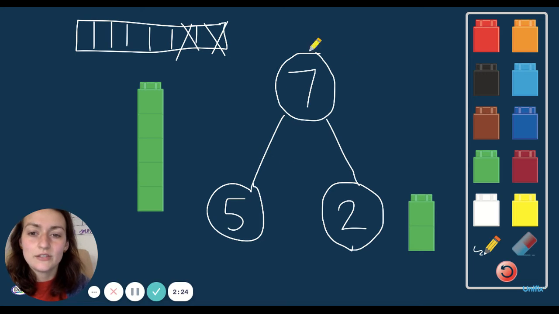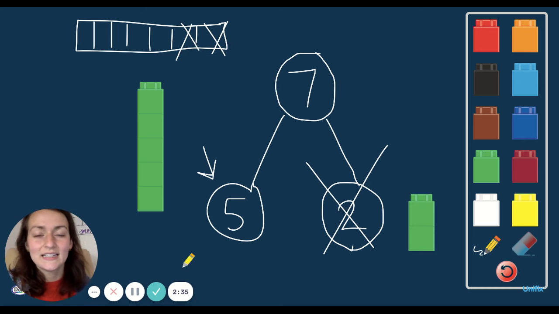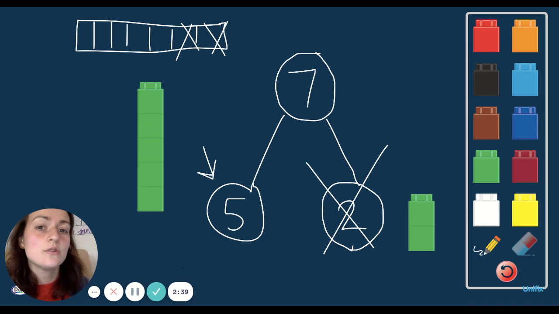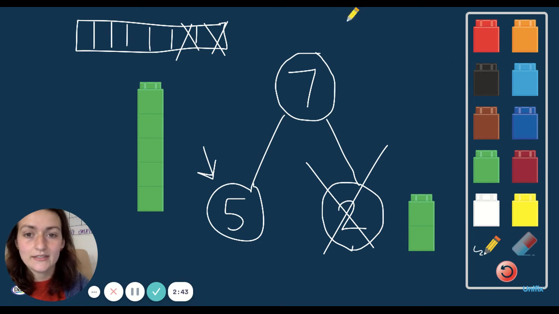We know that 5 and 2 together make 7, right? But I took away those 2. So I'm going to cross out my 2. And that lets me know that I have my 5 left over. That's the part that I have left. Now you can do this with all sorts of different combinations.